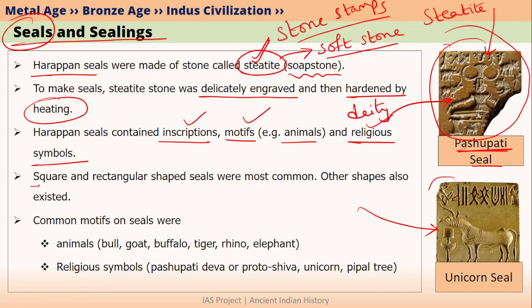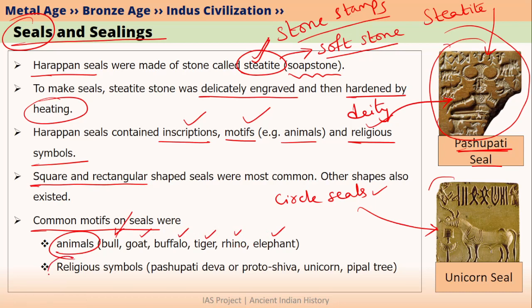The shape of these seals was mainly rectangular and square. However, sometimes they also used circle-shaped seals. Some of the common motifs that appear on the seals are animals. For example, we have the bull seal. We also have seals where goats, buffaloes, tigers, rhinos and elephants appear.